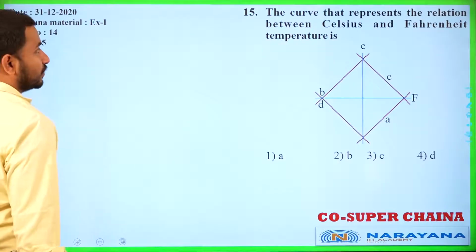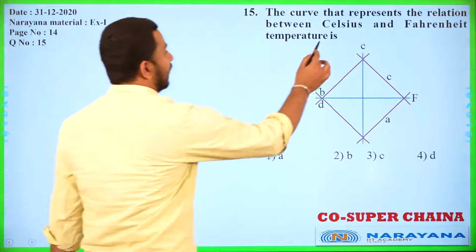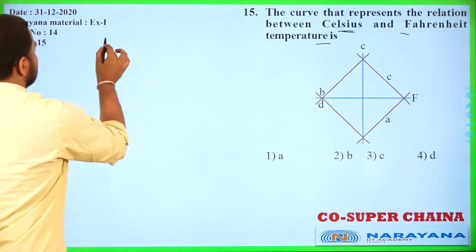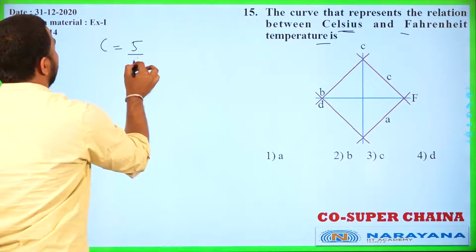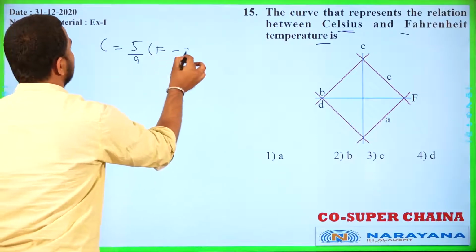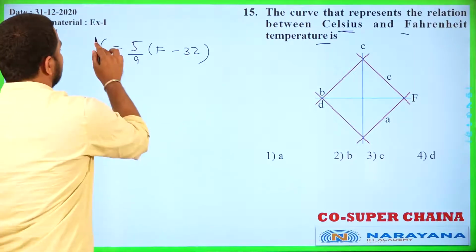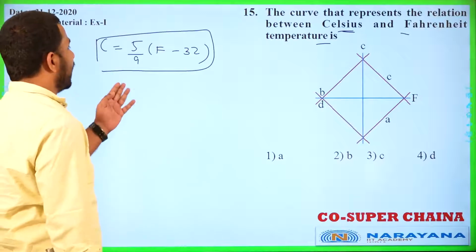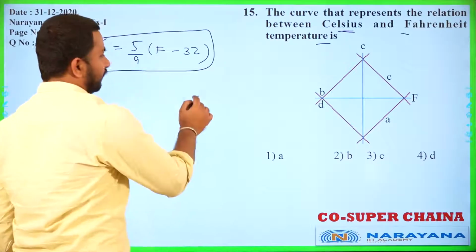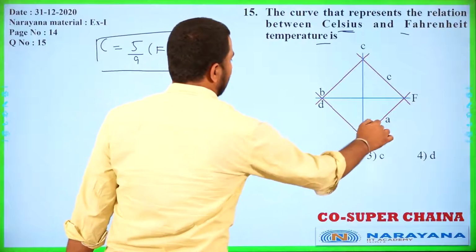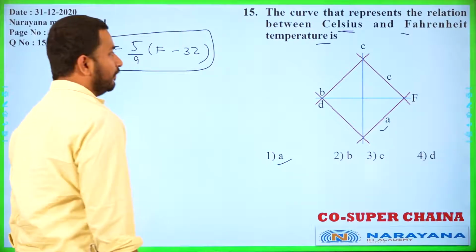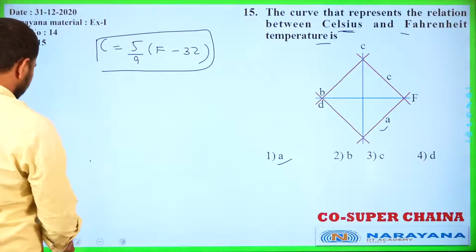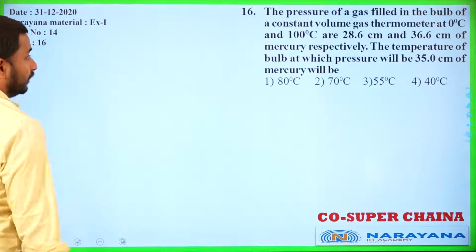Here in this question, the Celsius and Fahrenheit scales are given. So again we'll write C is equal to 5 by 9 F minus 32. That is a graph between C and F. If we see this, we have the slope with a negative intercept, and which of these graphs will represent that? So A will be the answer of this question. Simple model on graph question, right? Next, move to the next one.